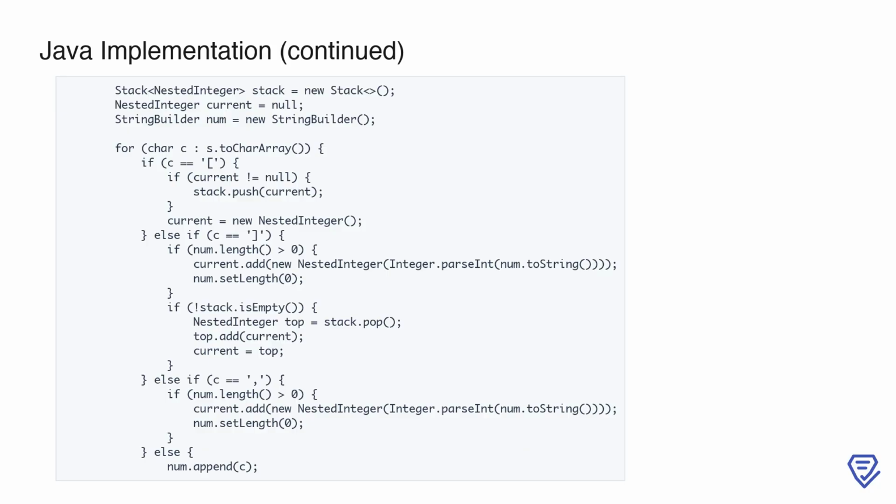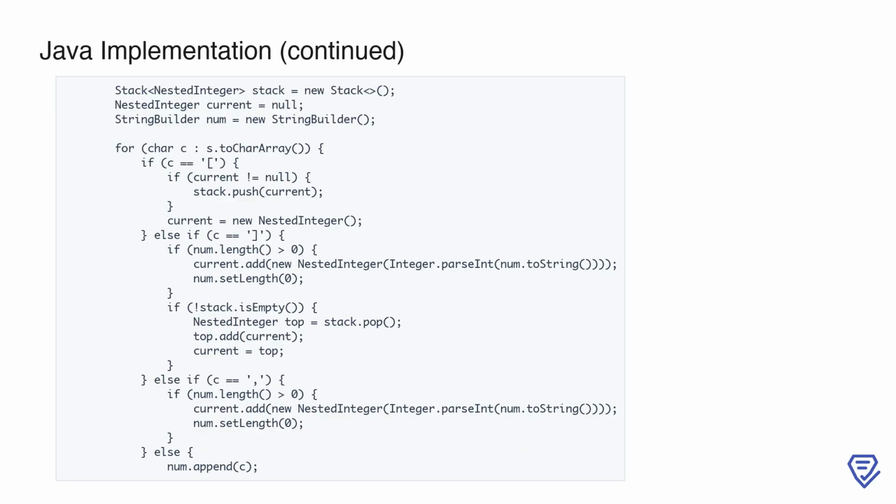As we iterate through the characters of the string, encountering an opening bracket signals the start of a new nested structure. If there's already a current object, it's pushed onto the stack to preserve the context of the outer structure. A new nested integer is then created to represent the inner structure.